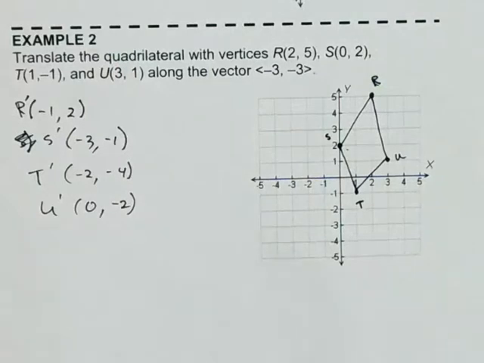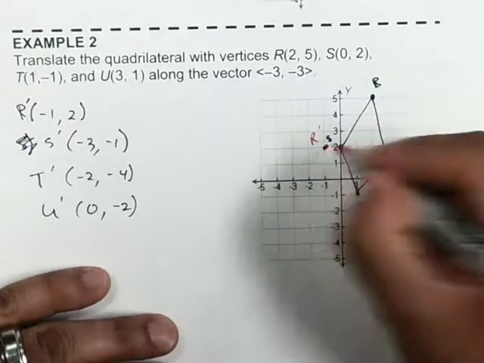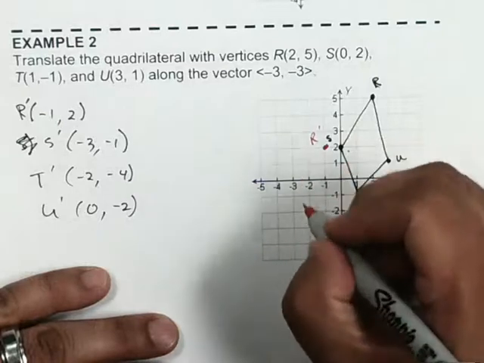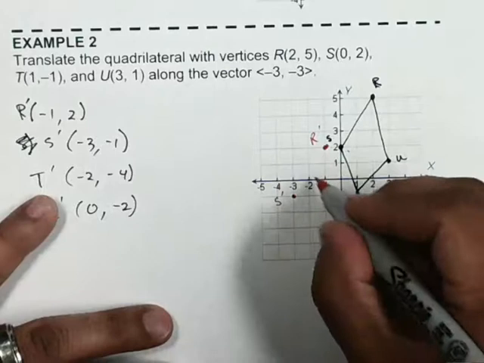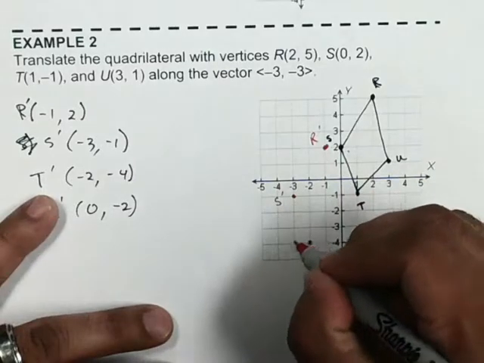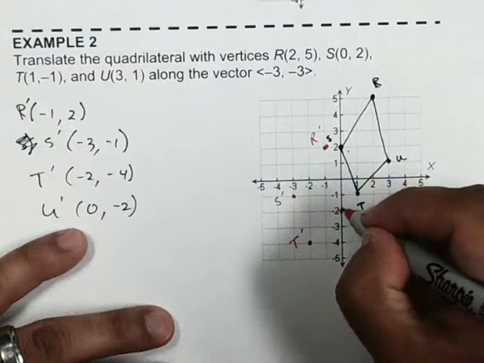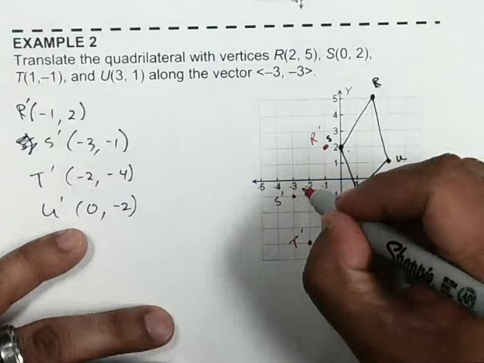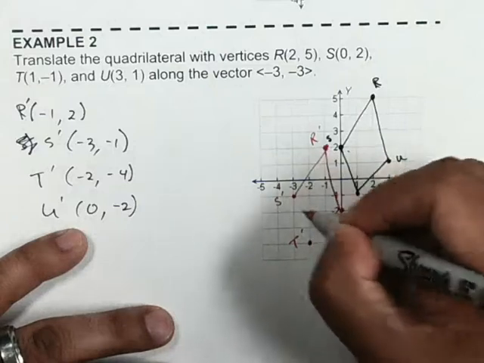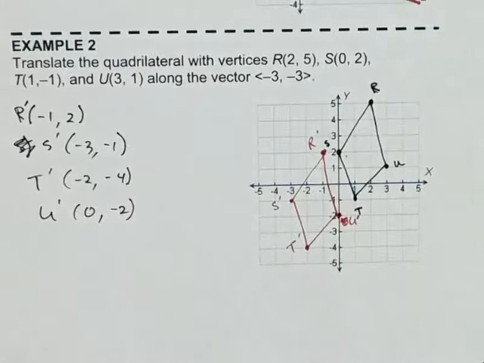Now I can graph those. It'd be R prime at negative 1, 2. S prime would be negative 3, negative 1. T prime would be negative 2, negative 4. U prime would be 0, negative 2. Alright, and that would be your image and pre-image.